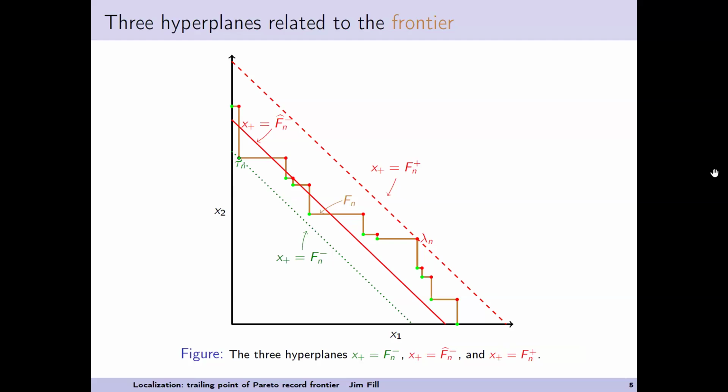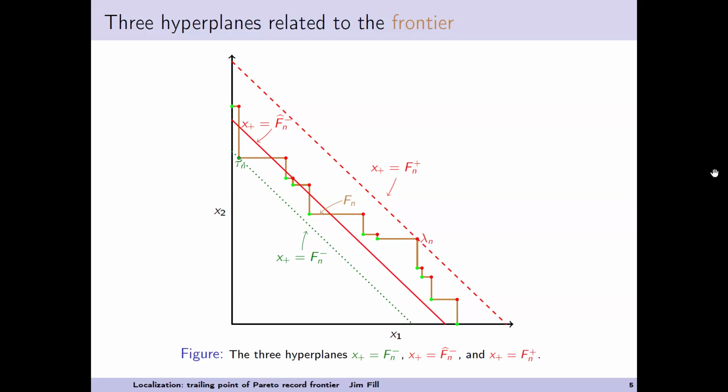So let me set some notation. First of all, since we're dealing with non-negative coordinates, I could denote the sum of coordinates by the L1 norm. Because in our work, occasionally, not today, the sum of coordinates comes up where some of the entries can be negative as well. I've used the notation x sub plus for the sum of x1 through xd, okay? And so this is the hyperplane x plus equals what it is for the leading point, lambda n.